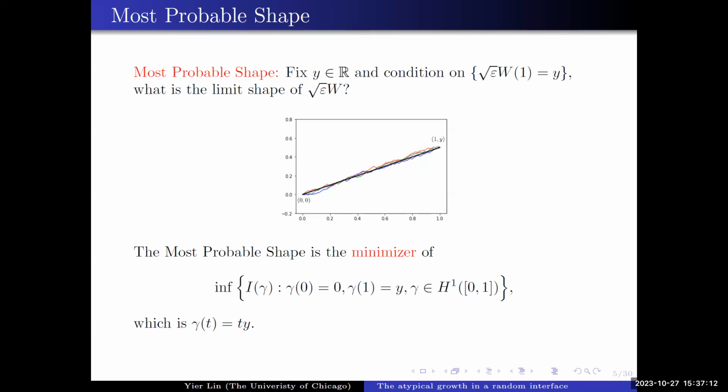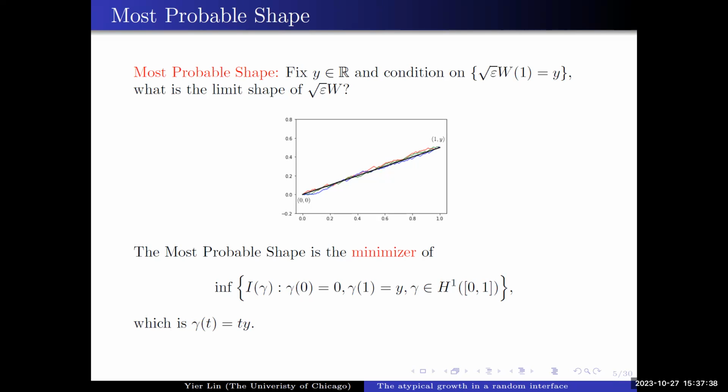Okay, so now we have studied the probability of the rare event. So now we can ask the second question: what's the consequence after a rare event happens? What we do is we fix some real value y, and I'm going to condition on some rare event, so root epsilon times the terminal position is equal to y.